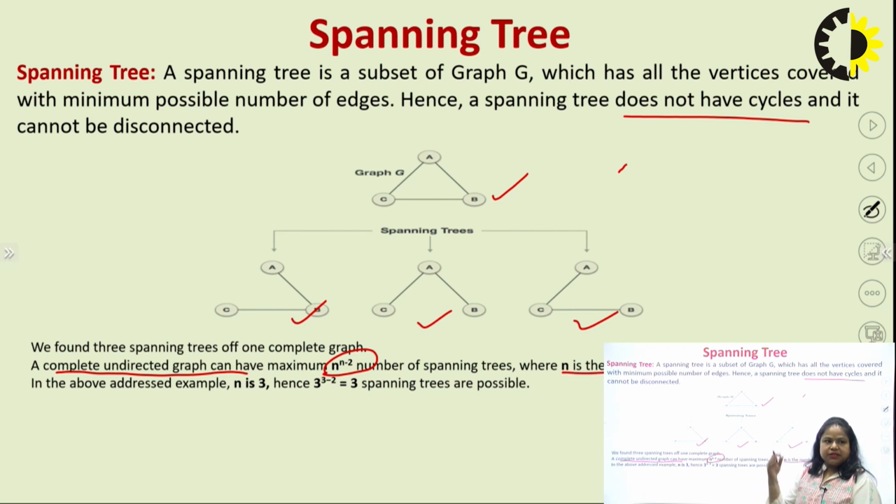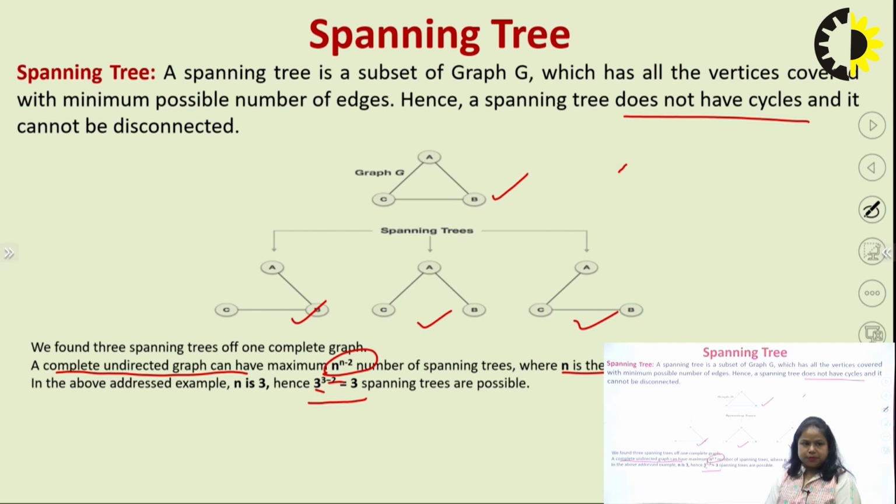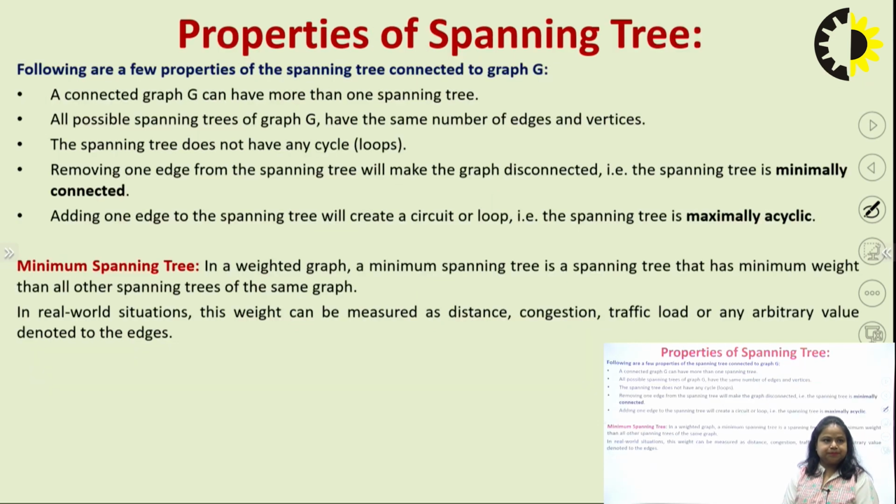Now in the above example you can see this graph has 3 vertices. So how many nodes do we have? We have 3 nodes. So if we want to calculate the possible spanning trees, we can use the formula n raised to power n minus 2. So we have 3 raised to power 3 minus 2, which comes out to be 3 spanning trees. So when we generate the spanning trees, we are getting the 3 possible cases.